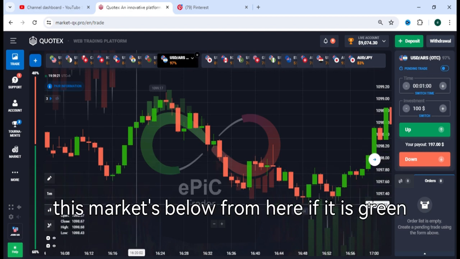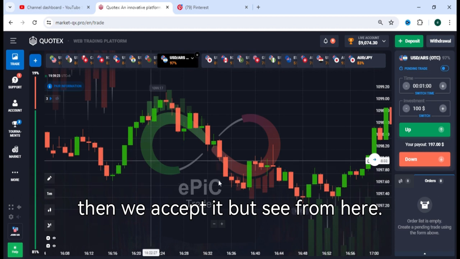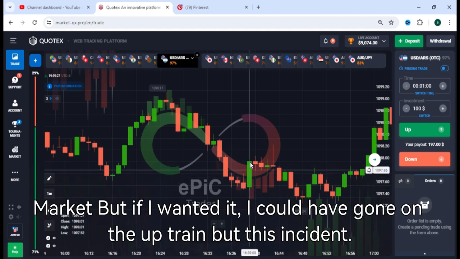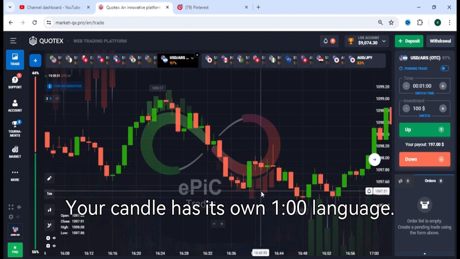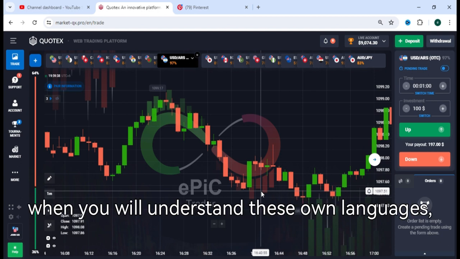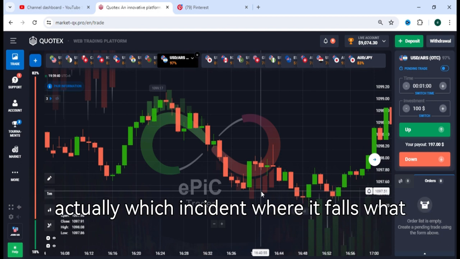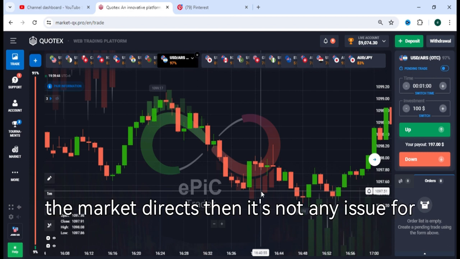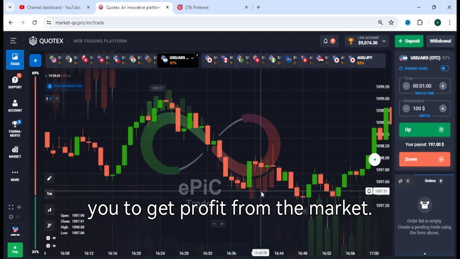If it is green, then we accept it. But see from here, market. If I wanted it, I could have gone on the uptrend, but this incident. Your candle has its own language. Each candle has its own strength. When you understand these languages, which incident where it falls, what the market directs, then it's not any issue for you to get profit from the market.